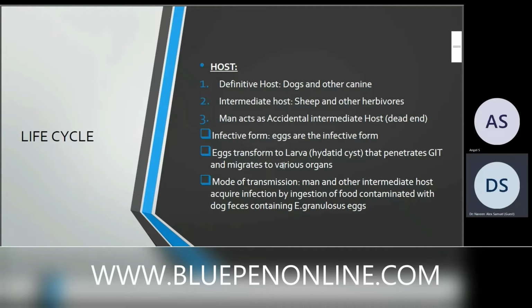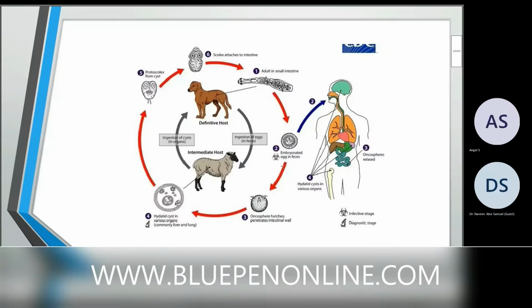The infective forms are the eggs. The egg transforms to larva, that is the hydatid cyst, which penetrates the GIT and migrates to various organs through the blood supply. Mode of transmission: man and other intermediate hosts acquire infection by ingestion of food contaminated with dog's feces containing Echinococcus granulosus eggs. So you got the life cycle, right?